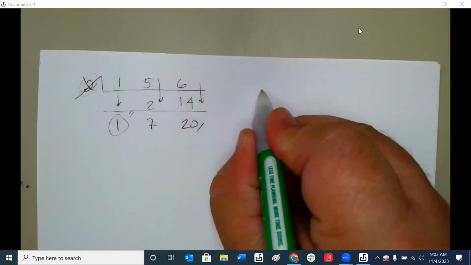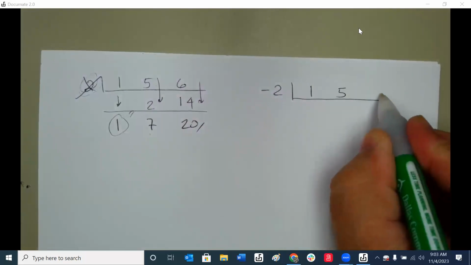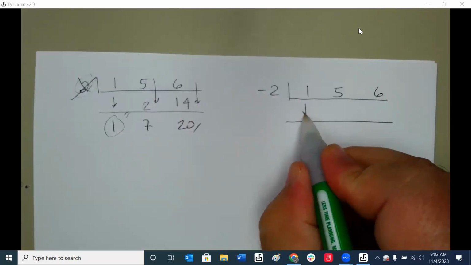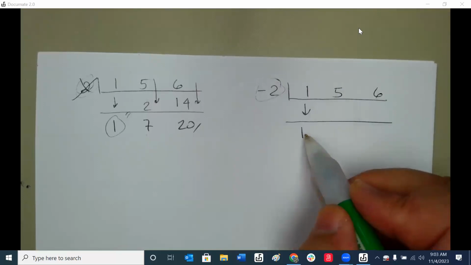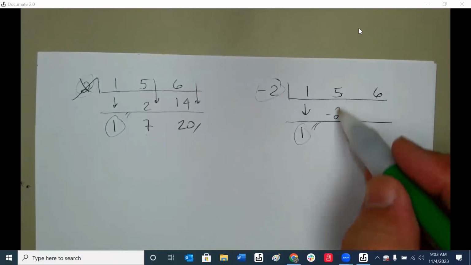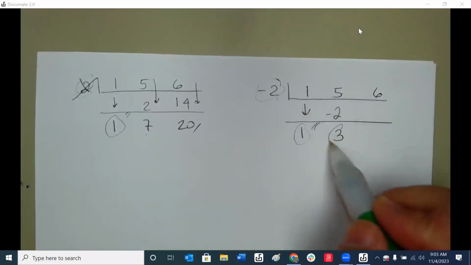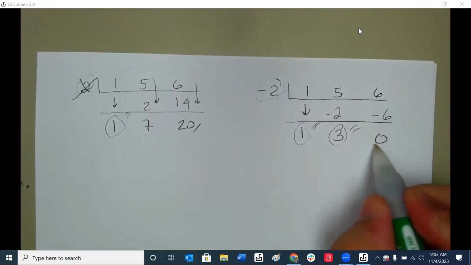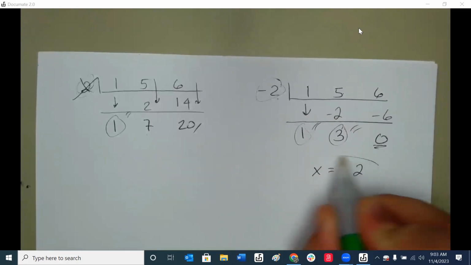So we try -2 with 1, 5, and 6. -2 times 1 equals -2. 5 minus 2 is 3. -2 times 3 is -6. And we get a 0. So that means x equals -2 is a 0.